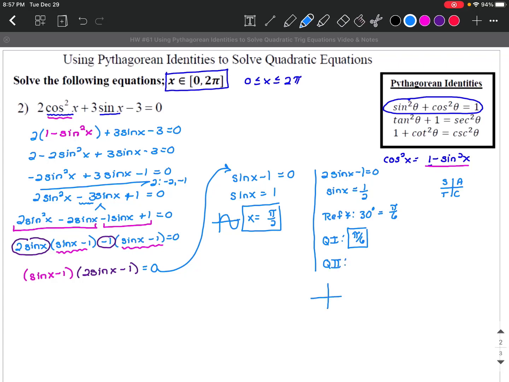And if we're in the second quadrant with a reference angle of pi over 6, we want to know how close that is to pi, which is 6 pi over 6. We need the same denominator. 6 pi over 6 minus pi over 6 is 5 pi over 6.